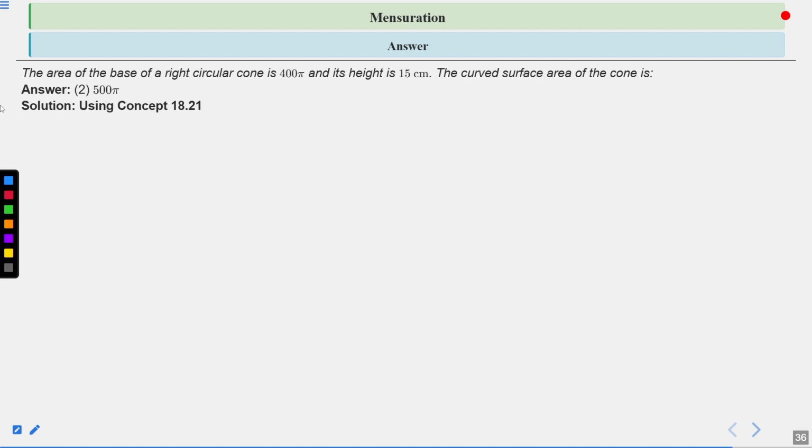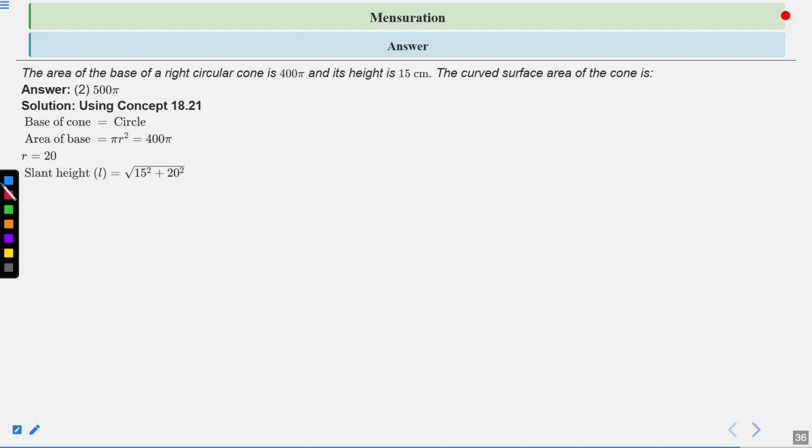Now see the detailed solution using concept 18.21 in this question. We always know that the base of a cone and a cylinder is a circle. So the area of the base, which is given as 400 pi, we can compare with pi r square. So we get the value of r. Pi will be cancelled out, so we get the radius, which is 20 centimeter, because r square equals 400.